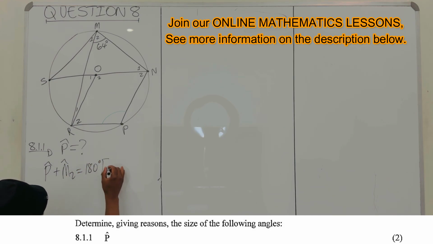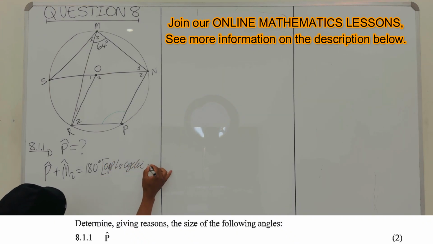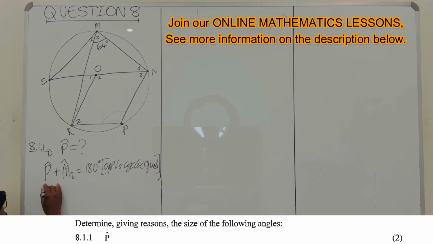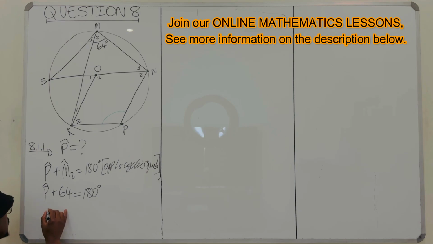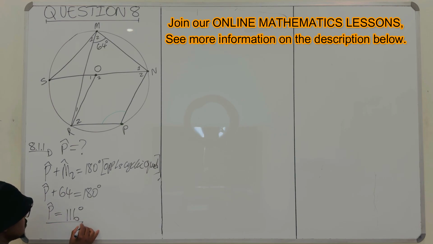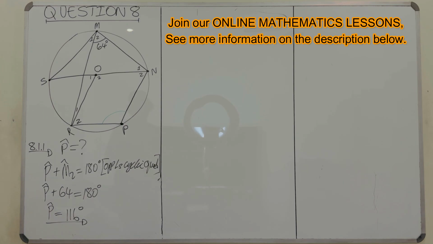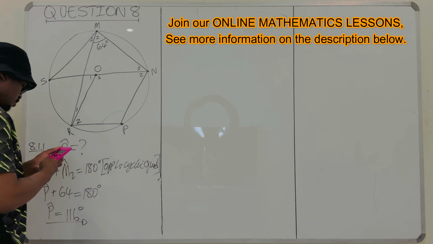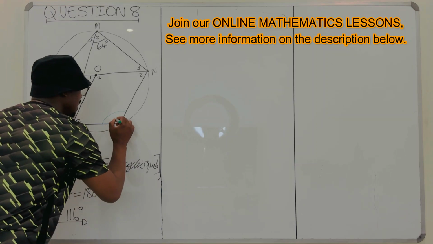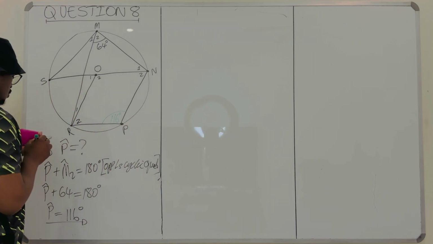The reason we know that is these are opposite angles of a cyclic quad. So we want angle P plus M2. We are given M2, that's equal to 64 degrees, so the sum is equal to 180 degrees. Therefore, solving, angle P is equal to 116 degrees. Let me also get my calculator: 180 minus 64. Yes, it is 116 degrees. So this angle P here is 116 degrees. We're done with this one.